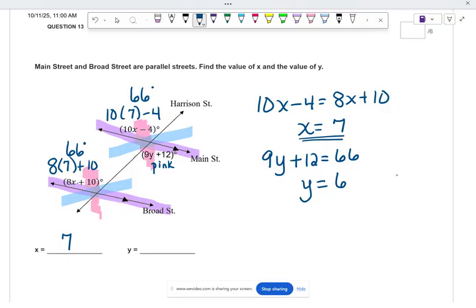Okay, I have to double check because I did that in my head real quick. 9 times 6 is 54. 54 plus 12 is 66. Okay, I was right. So the answer is here: x equals 7, y equals 6, but you had to show your work to justify your answer.